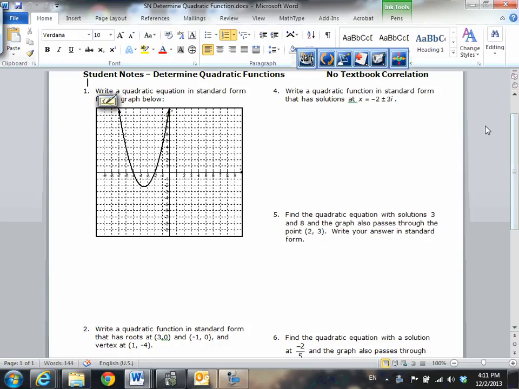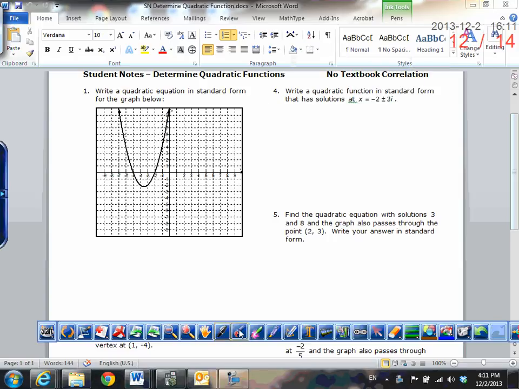Today we're going to be writing equations in standard form, given either the picture or the zeros, or maybe even both. So on number one, we first have to identify the zeros. The zeros are at -2 and it looks like -5. Now our goal is we want to get it in standard form. So what we're looking to do here is get it into y equals ax squared plus bx plus c form.